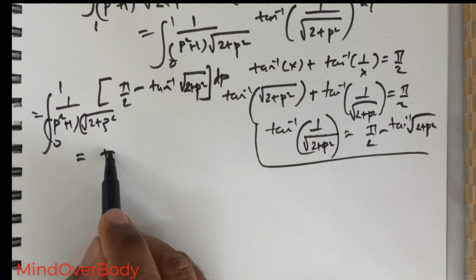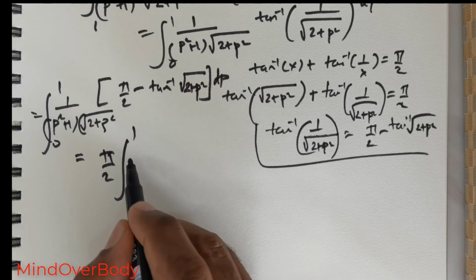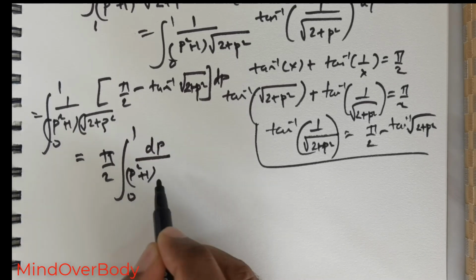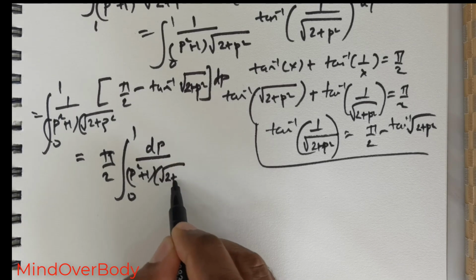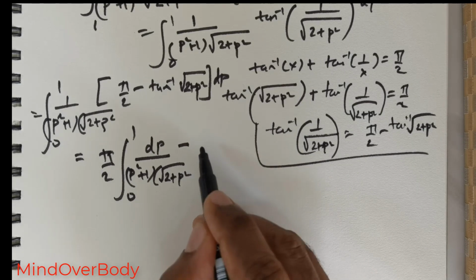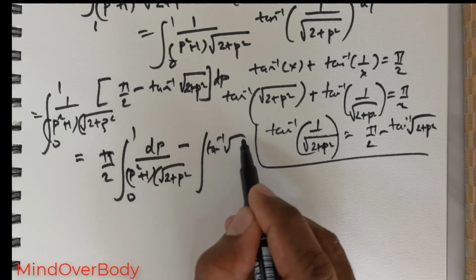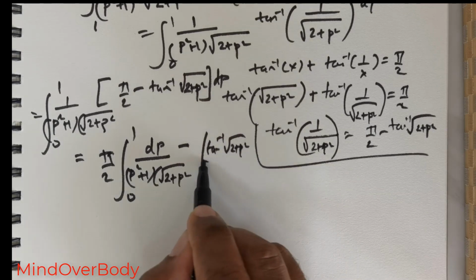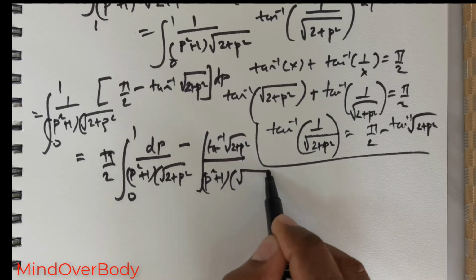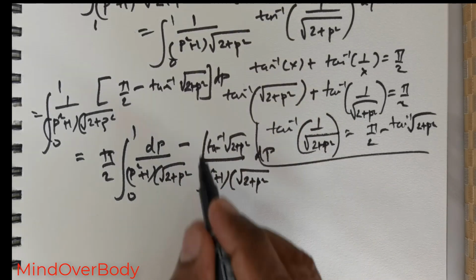So this can be rewritten as pi over 2 times the integral from 0 to 1 of dp divided by p squared plus 1 times root of 2 plus p squared, negative the integral of tan inverse of root of 2 plus p squared divided by p squared plus 1 times root of 2 plus p squared times dp. So this is what we have got.